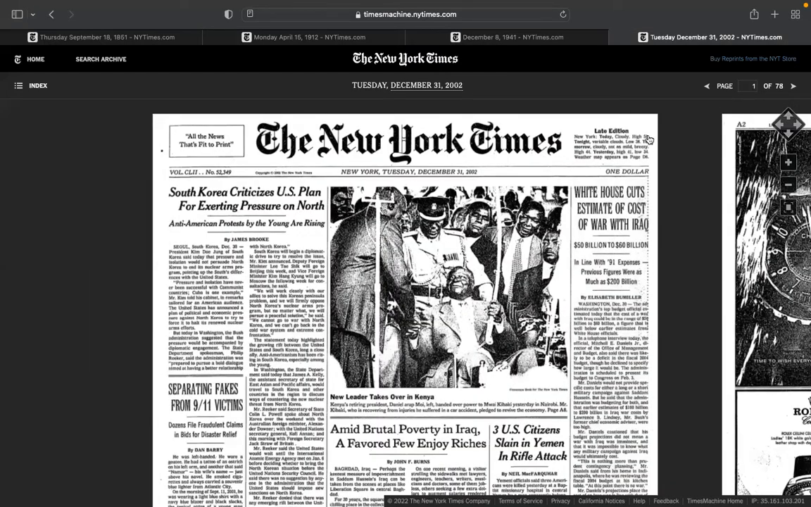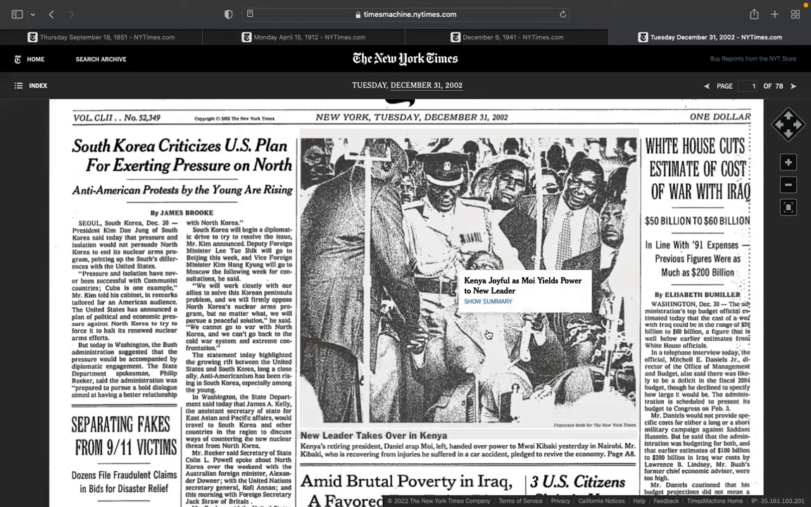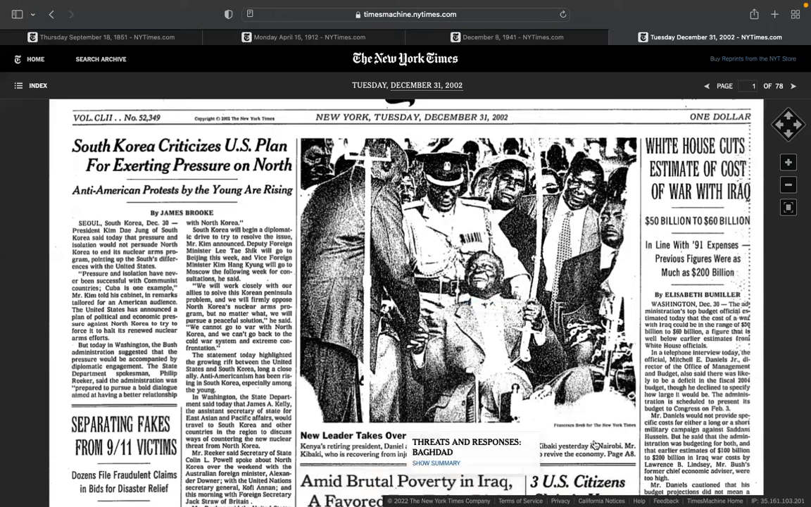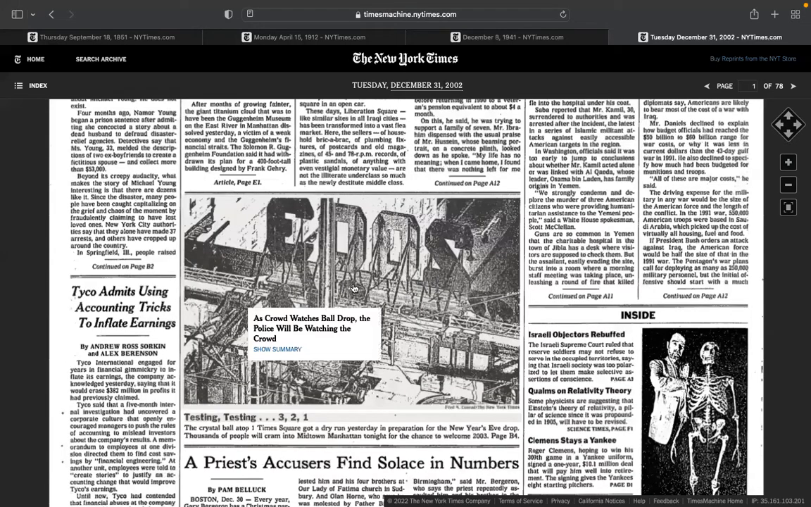The final New York Times newspaper I'm going over was from December 31st, 2002. Now, I know there were definitely printed newspapers that came out after 2002, but this was the last printed newspaper from the New York Times archived on their website. So, the first thing I noticed was the use of multiple pictures. The first picture shows Kenya's president, Daniel Arap Moi, retiring, shaking the hands of the new president of Kenya. Then you have a picture of the ball dropping in Times Square since it is New Year's Eve.